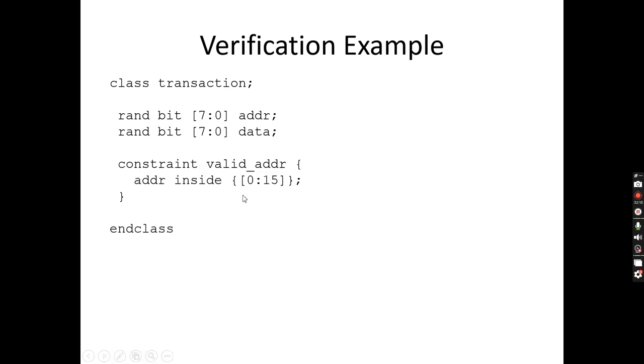And in verification, see, here we have a bit data type of 8 bits, address and data. It is the basic constraint. Here we are allocating the address between 0 to 15.